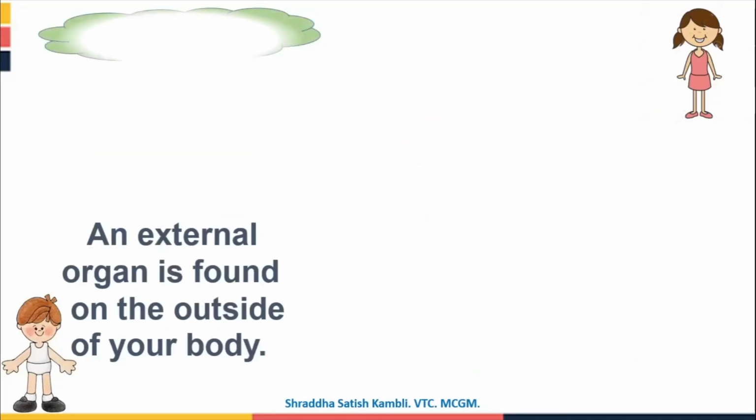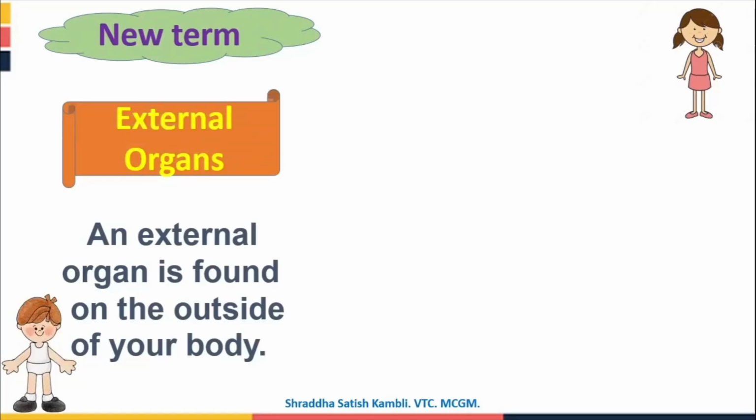Look at the next term. The next term is external organs. External organs means the organs which are found on the outside of your body, where people can see them. For example, I can see my legs, my arms, my ears, my nose. These are our organs also, but I can see them because they are on the outer part of my body. That is why they are called external organs.